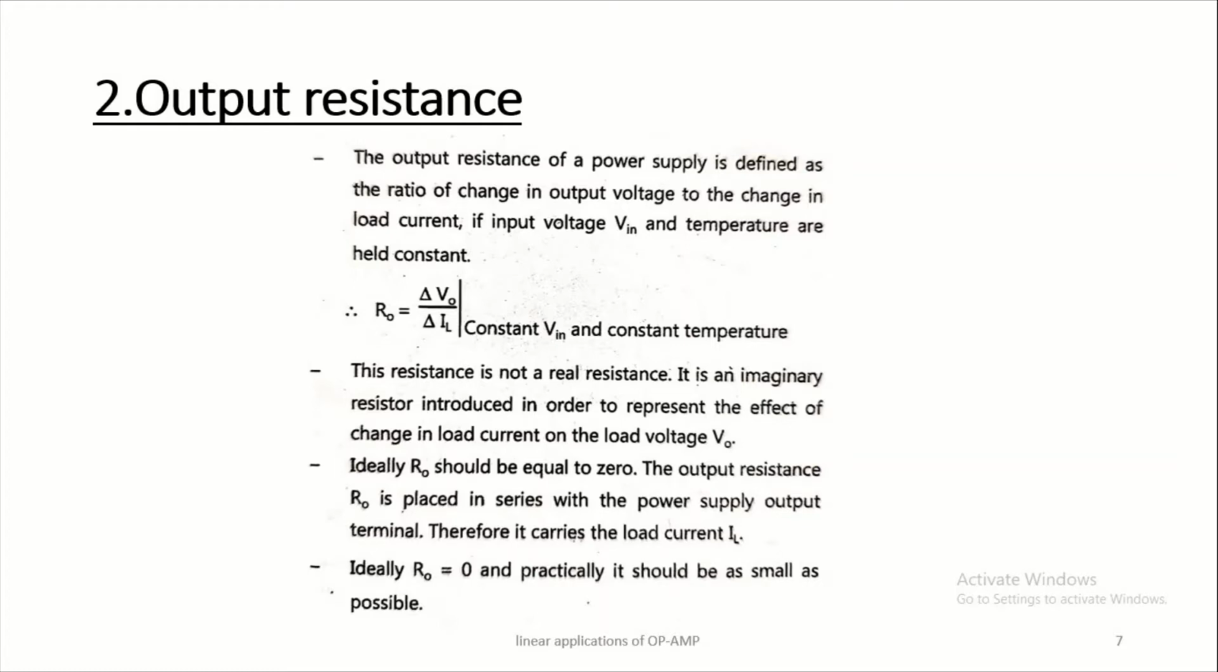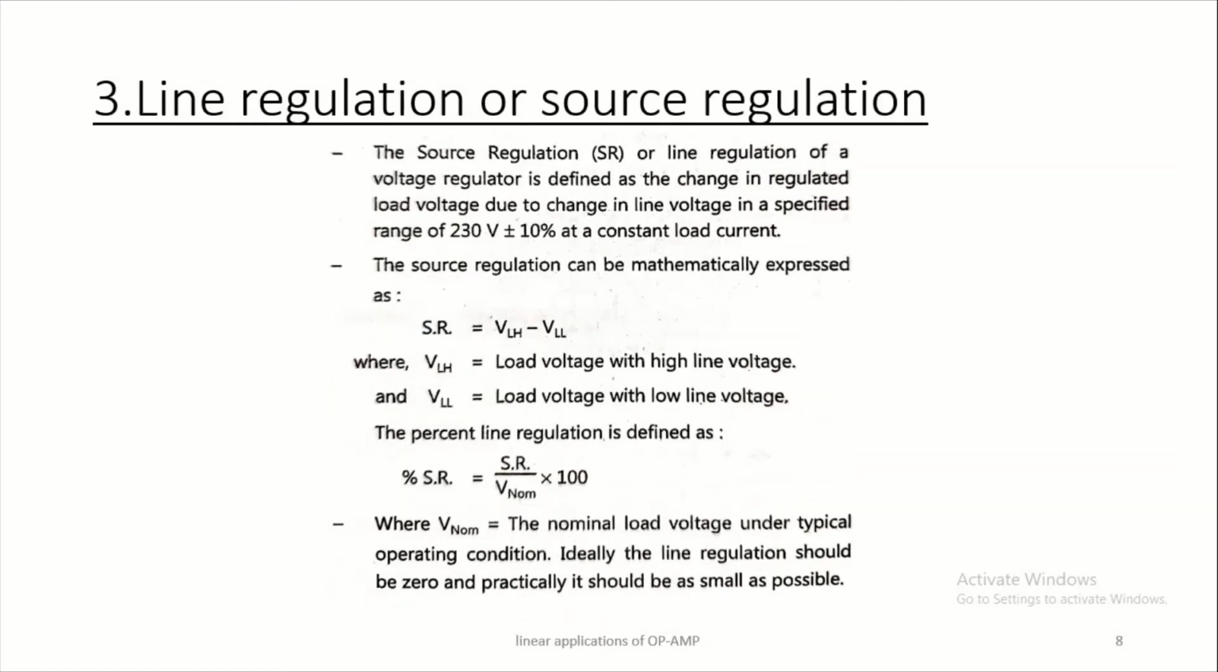Ideally, R0 should be equal to 0. The output resistance R0 is placed in series with the power supply output terminal. Therefore, it carries the load current IL. Ideally, R0 is equal to 0, and practically it should be as small as possible.